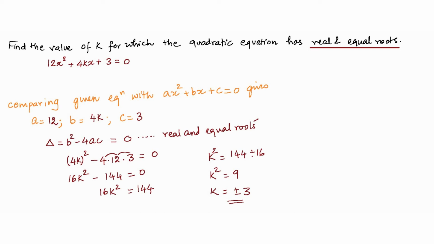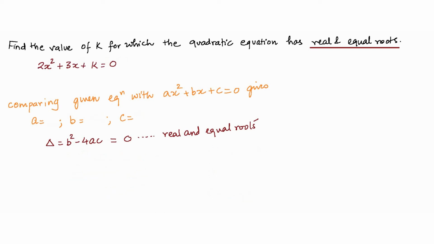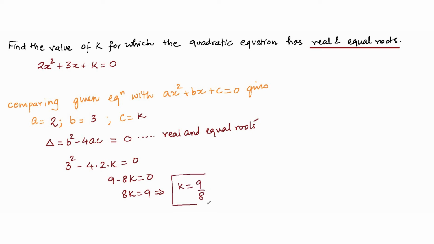Moving on to the next question. So find the value of k for which the quadratic equation 2x square plus 3x plus k equals 0 has real and equal roots. Again comparing the values, a is 2, b is 3 and c is k. So b square, that's 3 square minus 4 into a into c is equal to 0, which means 9 minus 8k is 0, which implies 8k equals 9, and that implies k equals 9 by 8. So the value of k for which the given equation has real and equal roots is k equals 9 by 8. We are using the same concept in all these questions. We are equating the discriminant to 0 because we need real and equal roots.